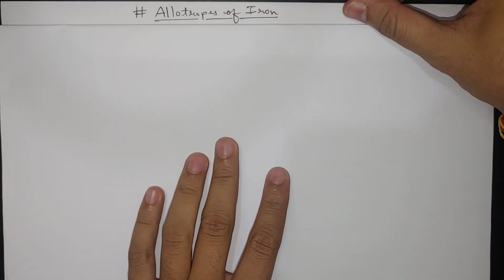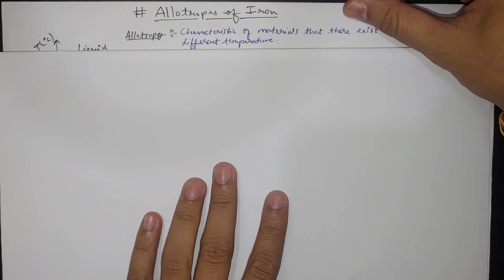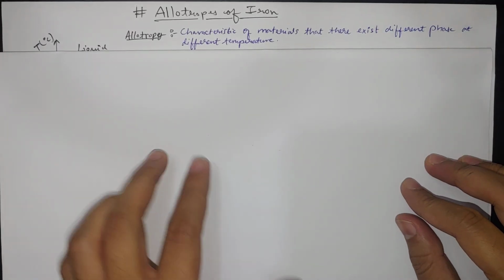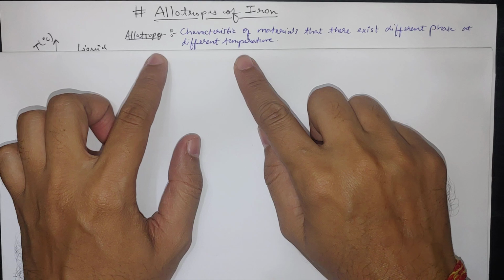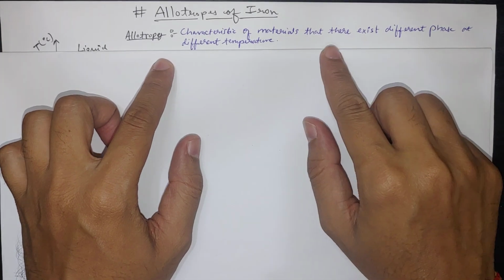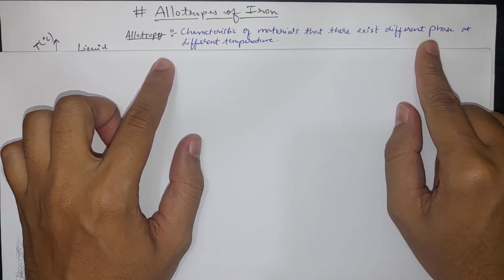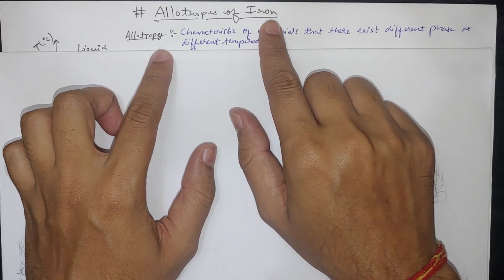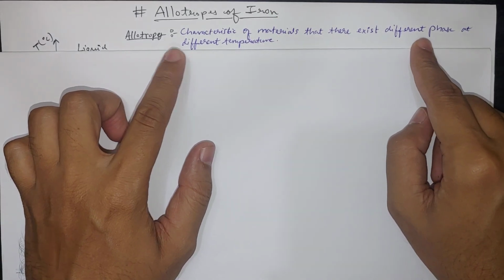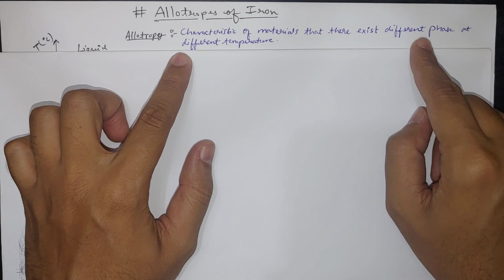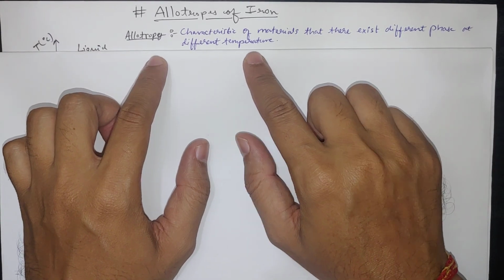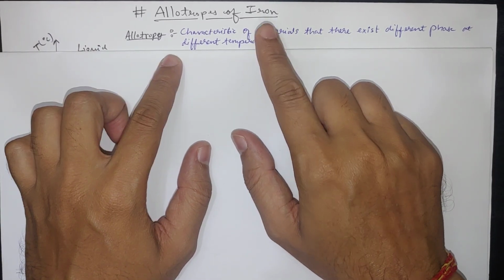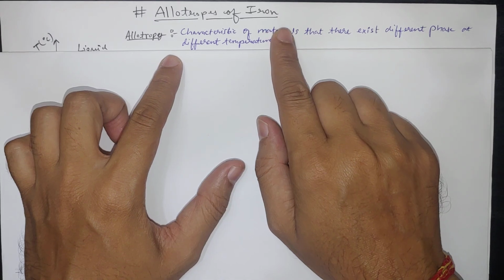In this video, we will discuss allotropes of iron. So first of all, what is allotropy? Allotropy is a characteristic of a material that there exist different phases at different temperatures. For the same material like iron, if we change the temperature, there will be different phases at different temperatures. That is called allotropy, and we have three allotropes of iron.